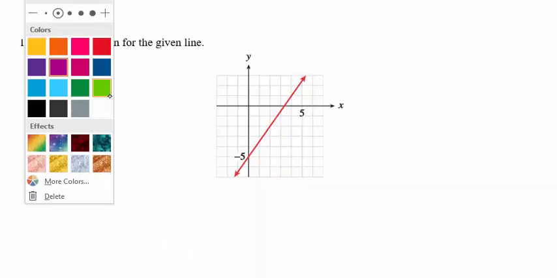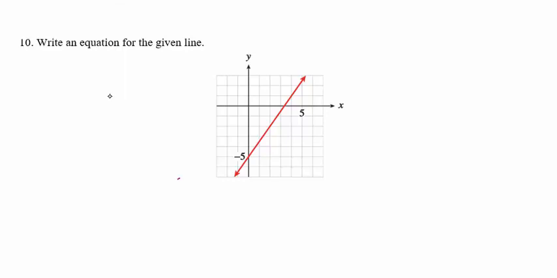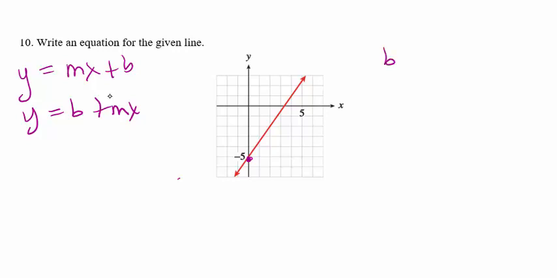Okay, in number 10, we're asked to write an equation for the given line. And so if you want to write it in slope-intercept form, which is often how we write our equations, it's y equals mx plus b, or y equals b plus mx. Okay, either one. But to find the y-intercept, just look at the y-axis and locate where the graph crosses. So b is -5.